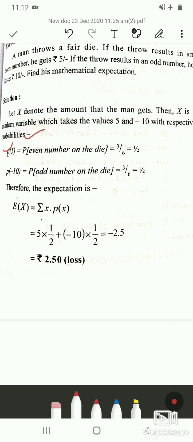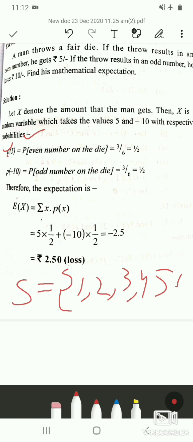on the die. So we know the sample space for the given problem is 1, 2, 3, 4, 5 and 6. So here there are 3 even numbers, that is 2, 4 and 6. Therefore, the probability of getting an even number on the die is 3 by 6, because there are 3 favorable outcomes and the total number of outcomes is 6. Therefore, 3 by 6, which is 1 by 2.